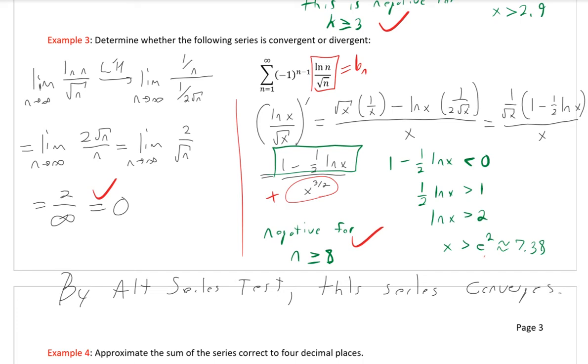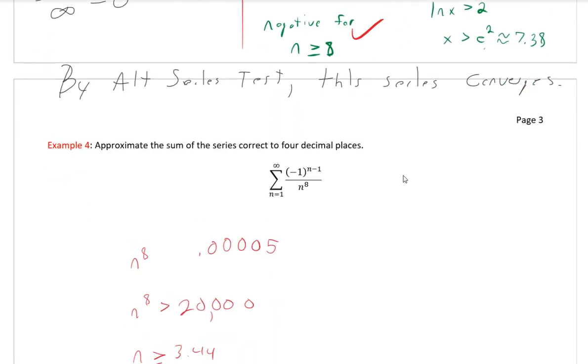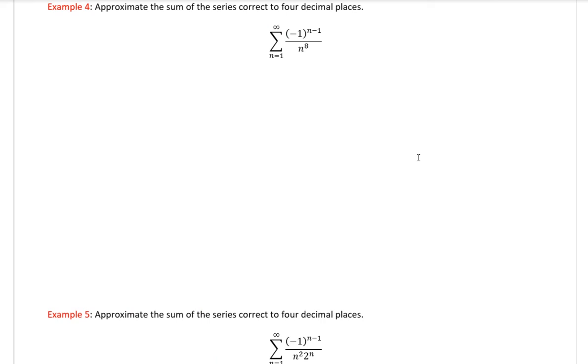Okay, so that's how you use the alternating series test. What I also brought up with the alternating series is that you can also show where error happens. Error will happen when you try to find the term after some partial sum. What that means is really you just need to find at what point in the sequence you would need to stop adding terms to influence a certain decimal place. For example, here we have: approximate the sum of the series correct to 4 decimal places. We have negative 1 to the n minus 1 over n to the 8th power.